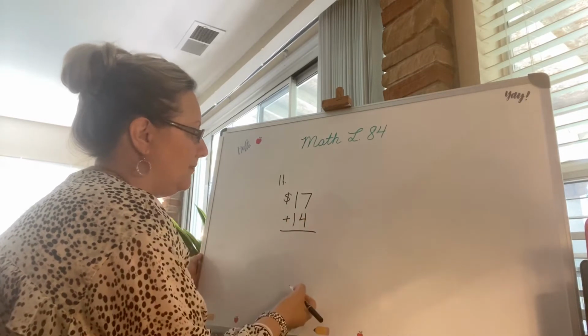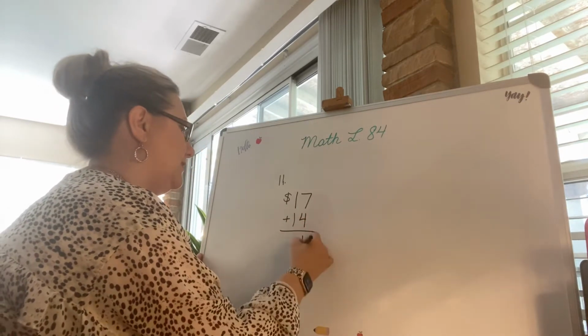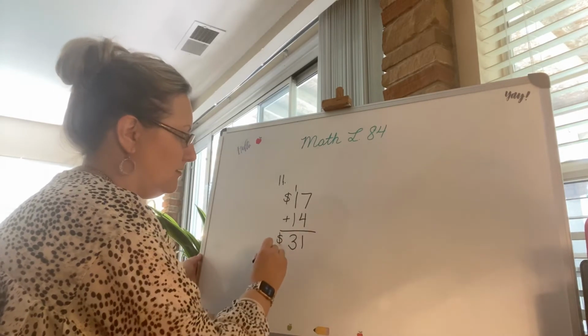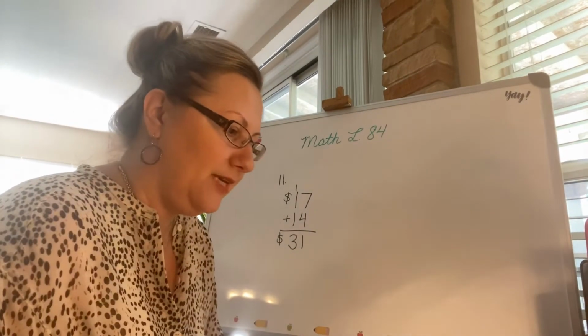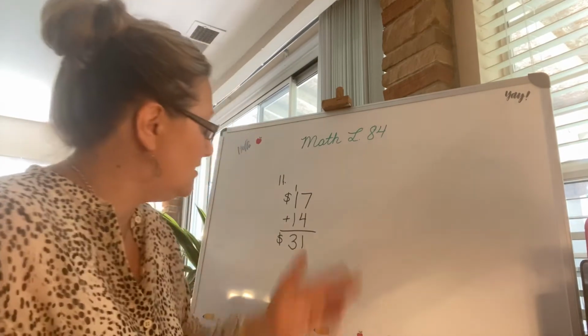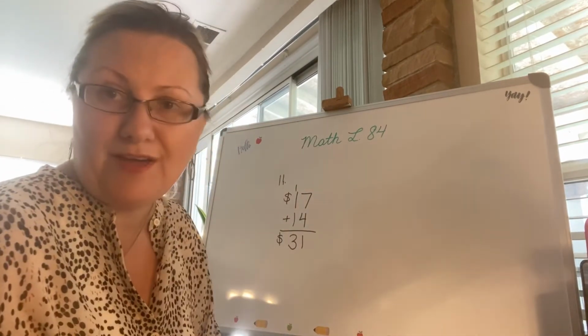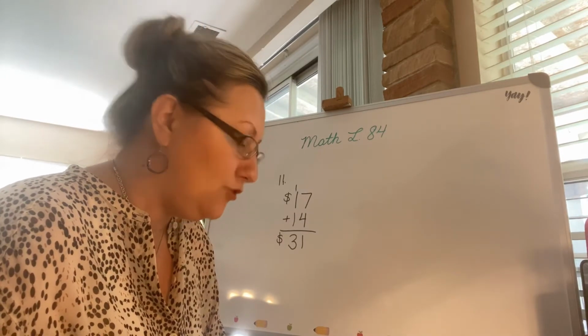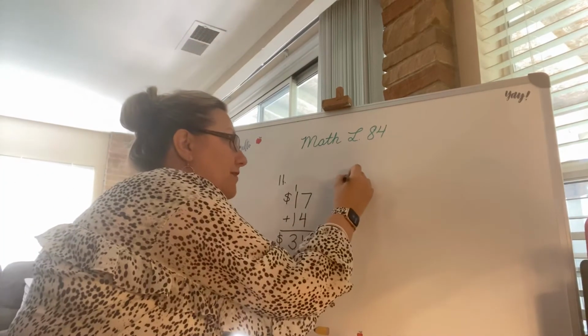And what's a good estimate? Well, 7 plus 4 is 11. 1 plus 1 plus 1 is 3. And we can say, well, if we round it to the nearest dollars, we have $31 as an estimate. All right, number 12. I think I'll do that one right over here.